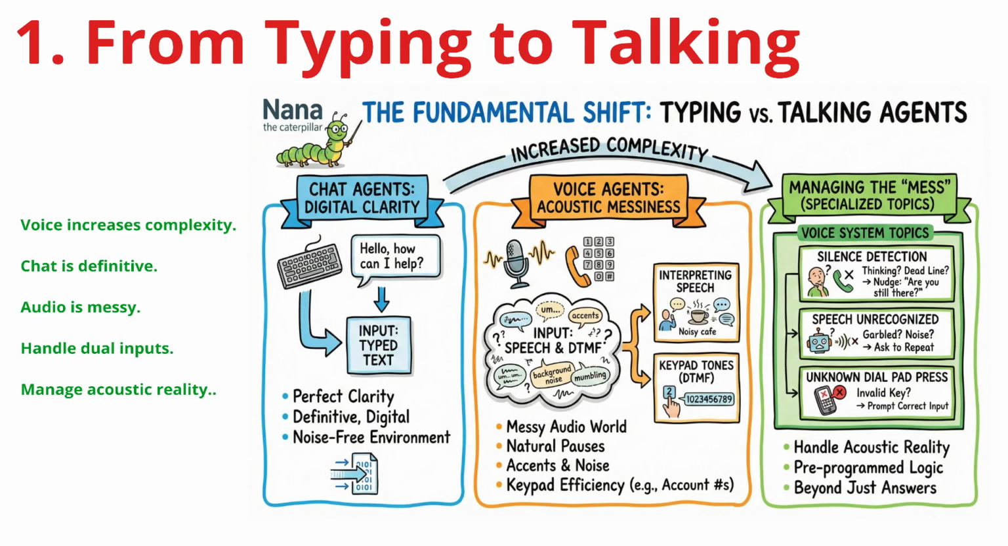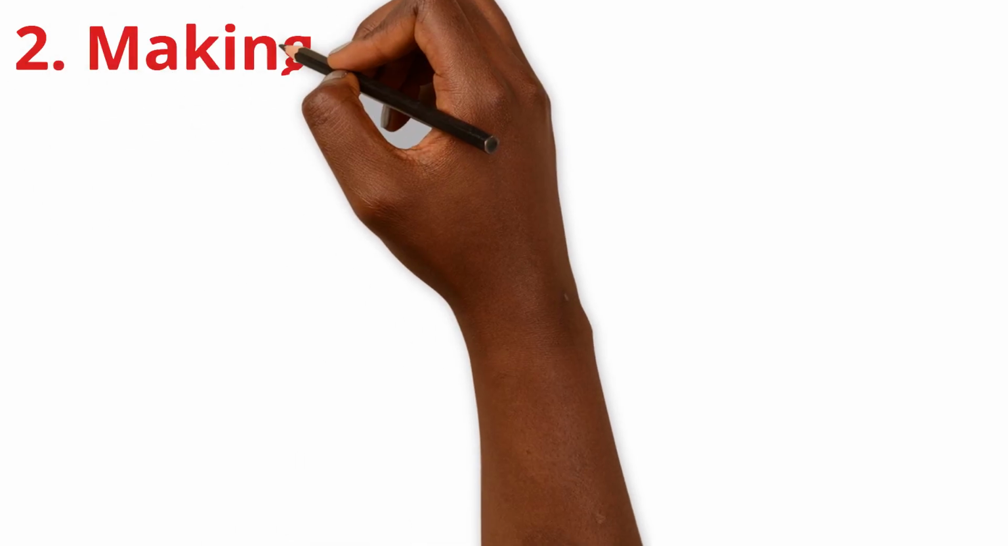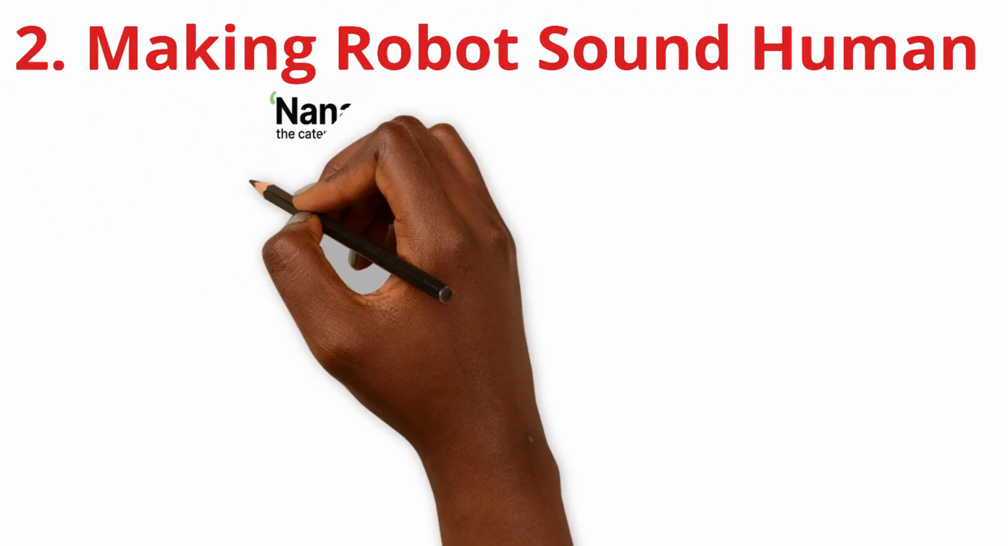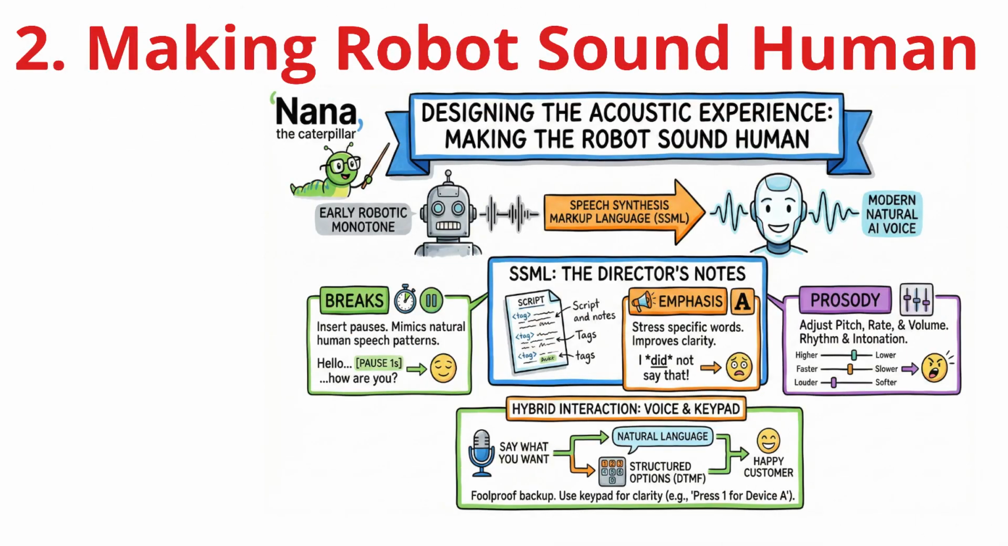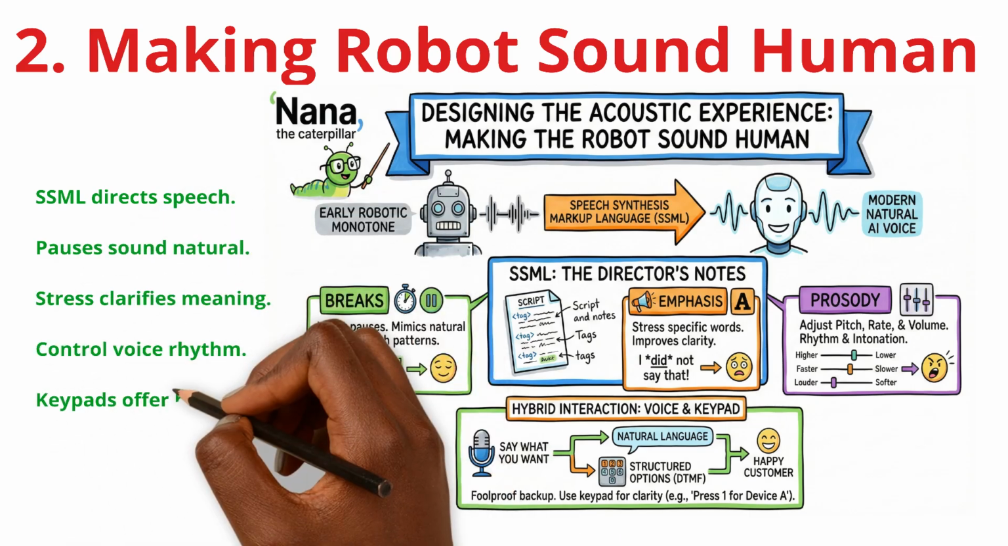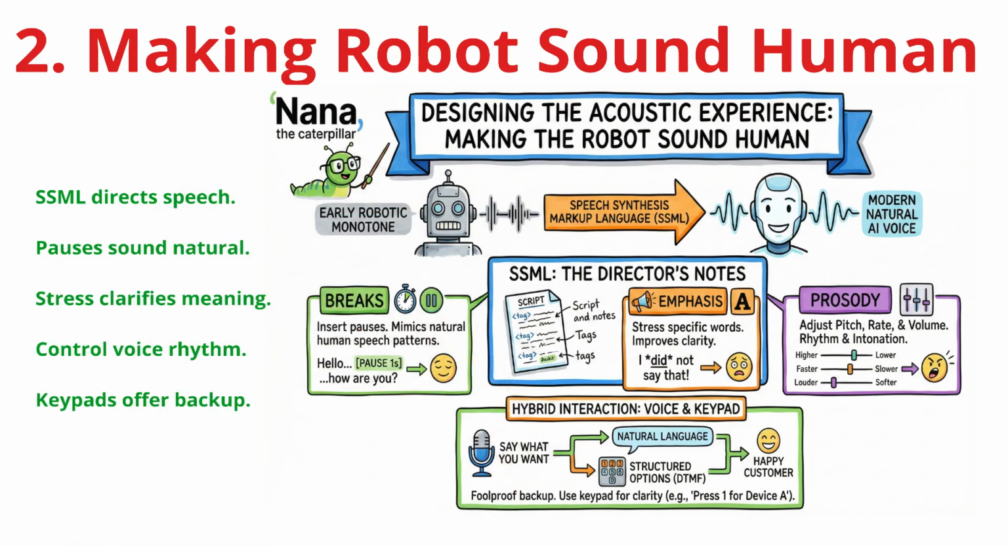Building a voice agent isn't just about programming answers. It's about managing the messy reality of a phone call. Once we establish an AI's ability to hear, the next challenge is dictating how it speaks back. We want to move away from the flat, robotic monotones of the past toward a modern, natural-sounding AI voice.